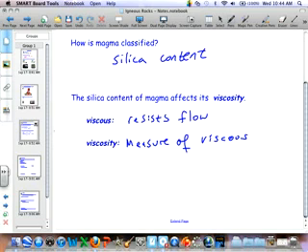So again, the higher the silica content, the more viscous the magma becomes. Now, let me put it to you this way. I want you to compare and contrast two types of volcanoes. Mauna Loa, which is where? Hawaii. And St. Helens. Washington State, right?